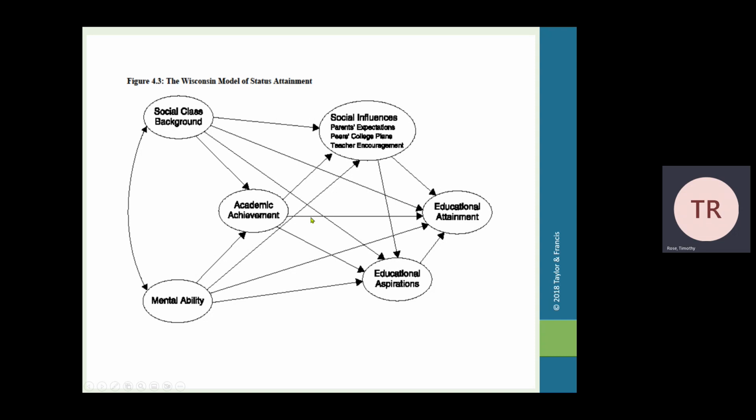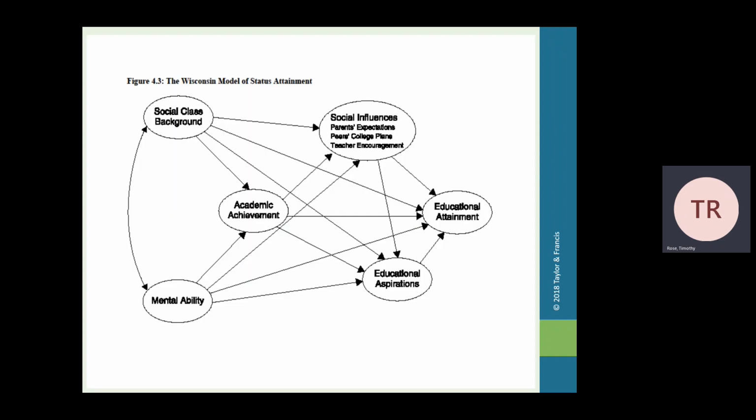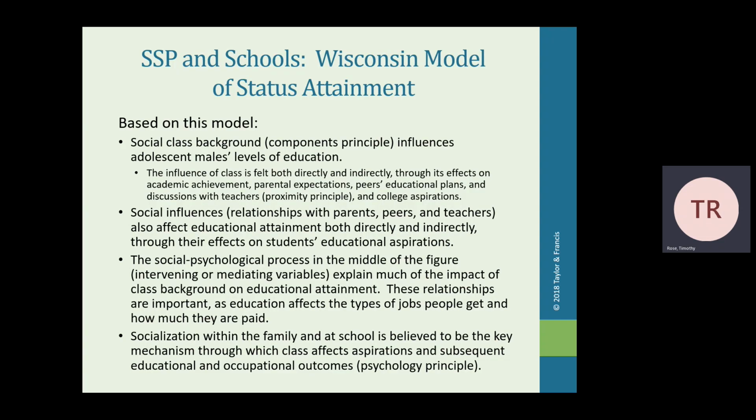Let's go ahead and move on from this visualization to talk about what the actual findings from this model were, because this is just a path model. This is what they were proposing the relationships would look like, before we actually statistically test to see whether those relationships actually exist. So what were the findings of this model?